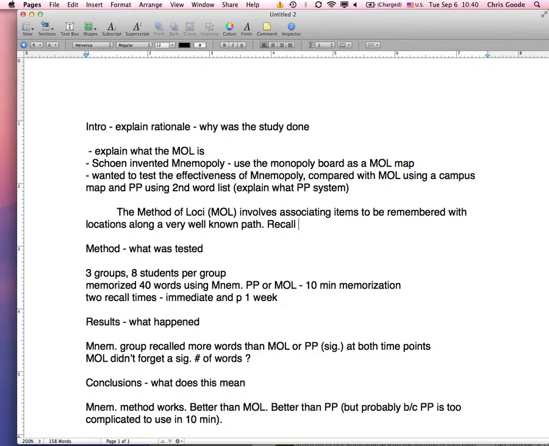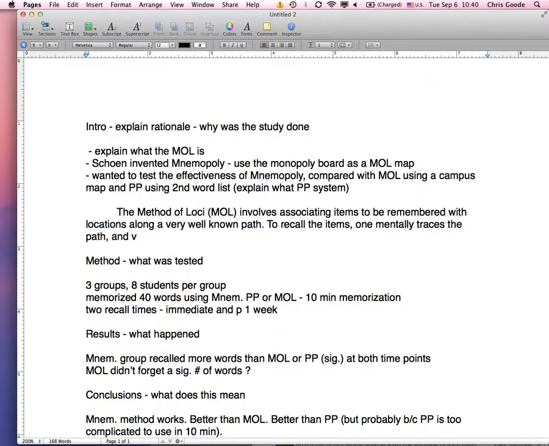Recall involves, let's see, to recall the items one imagines, how about, one mentally traces the path and imagines the items at their associated locations. Cool. Okay, I explained the method of loci. Two sentences, not bad.